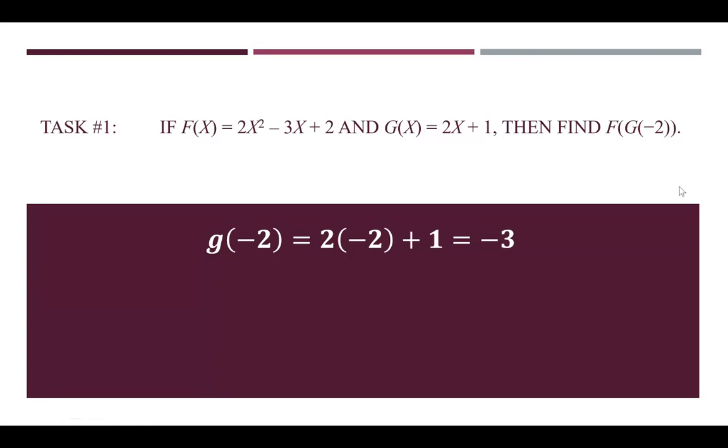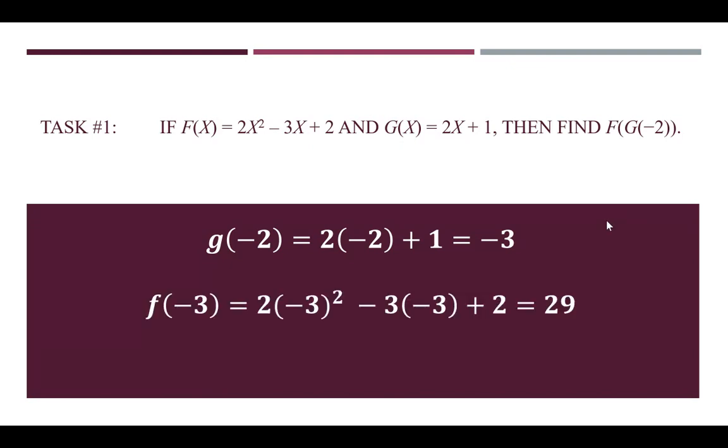Now, for f of g of negative 2, you will find f of negative 3. When you plug negative 3 into the function of f, you get 29. Again, if you need to pause this video to take down these notes, please do so.